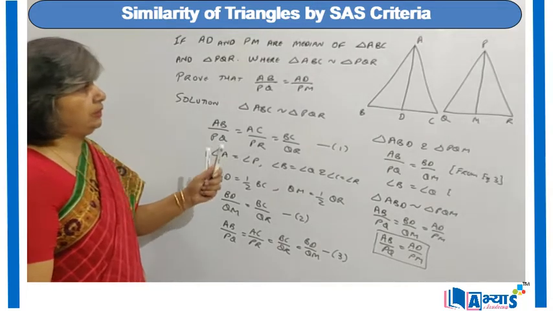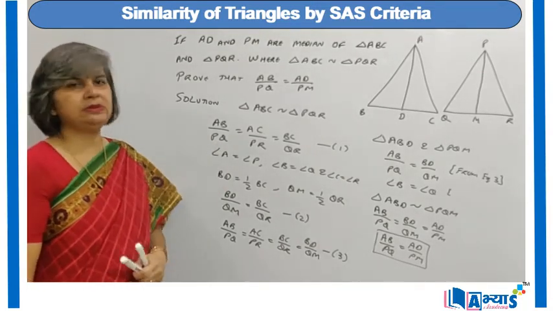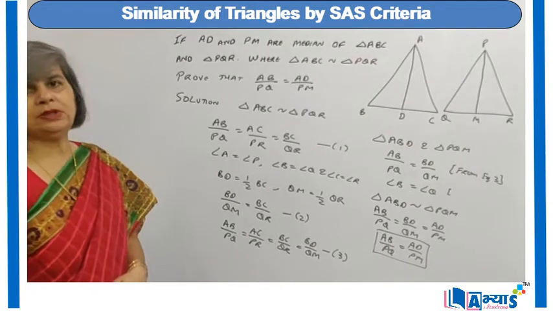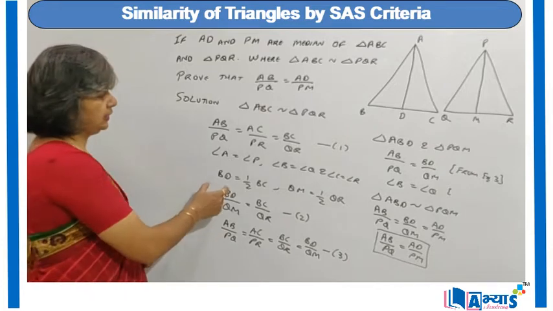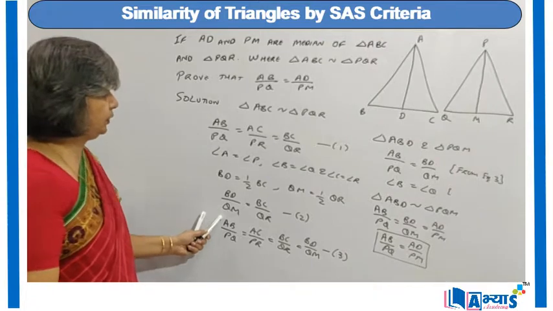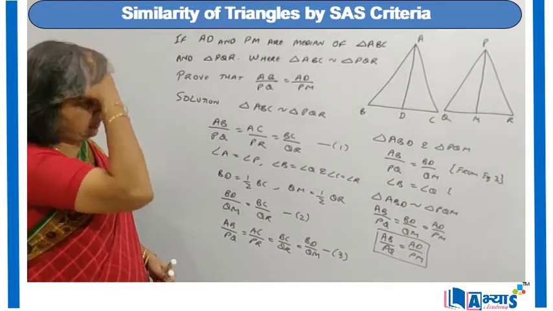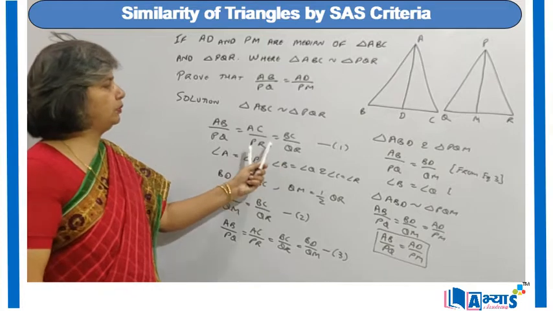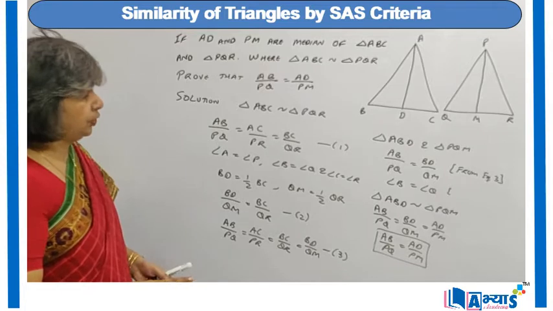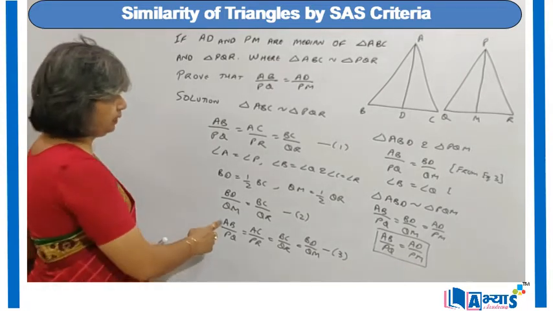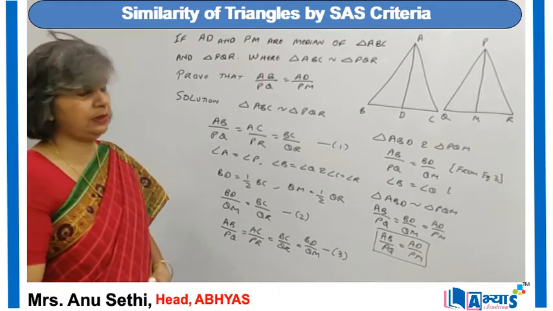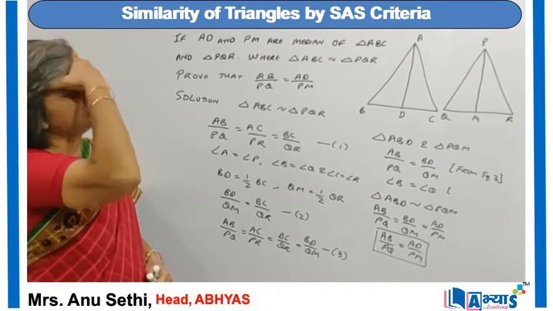Now we know that BD is half of BC and QM is half of QR, because D is the midpoint of BC and M is the midpoint of QR. Dividing them, we get BD upon QM is equal to BC upon QR. But in the first relation, we know that BC upon QR is equal to these ratios. So joining the ratios in 1 and 2, we get AB upon PQ is equal to AC upon PR is equal to BC upon QR is equal to BD upon QM. So we will mark it as equation 3.